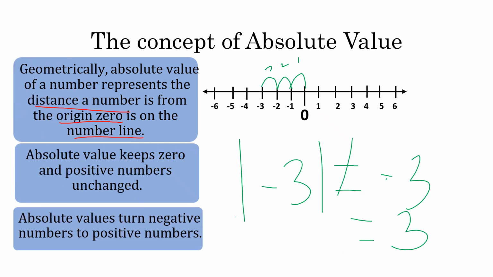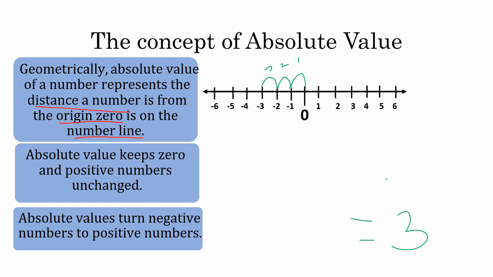So you can keep this statement in your mind: absolute value turns negative numbers to positive numbers. So just ignore the sign, right? I hope it's clear. It's actually the distance from 0 to any number on the number line. That's the absolute value. Now let's say a question is written this way.